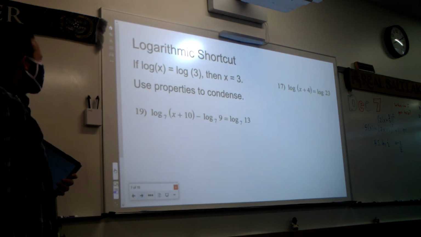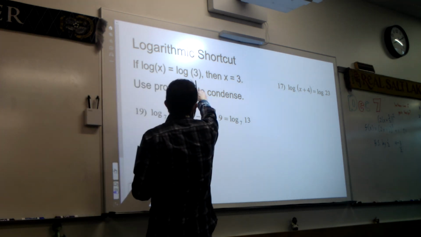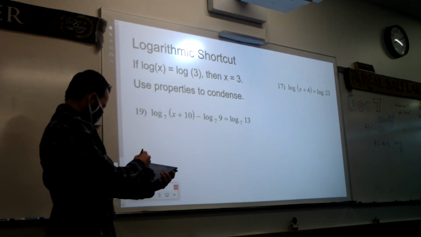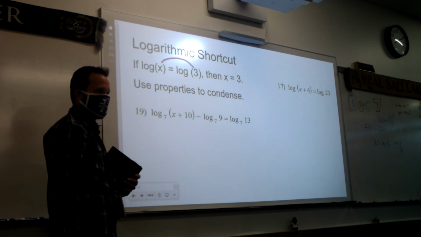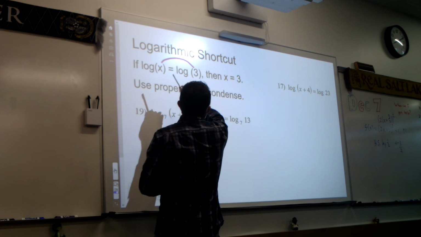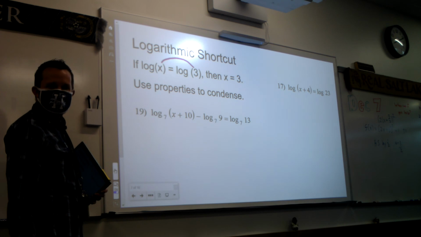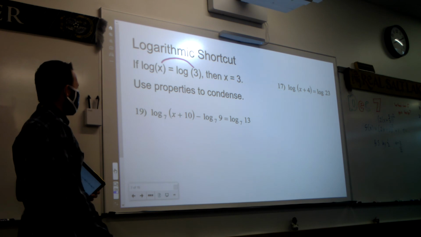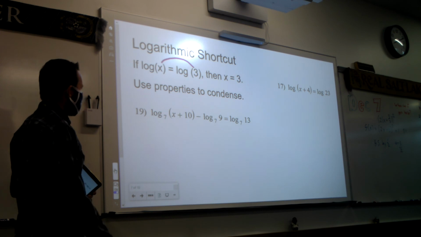Okay, logarithmic shortcut. If I have a log set equal to a log and the bases are the same, then you set the arguments equal to each other. I just set x equal to 3, and there's my answer. Okay? So that's the logarithm shortcut. If you have a log set equal to a log and the bases are the same, set the arguments equal. In this example, I don't see any bases. What does that mean, the bases? Can we call that a common log? Good job, guys. All right, so let's go to 17 to begin with, and then we'll go to 19, okay?